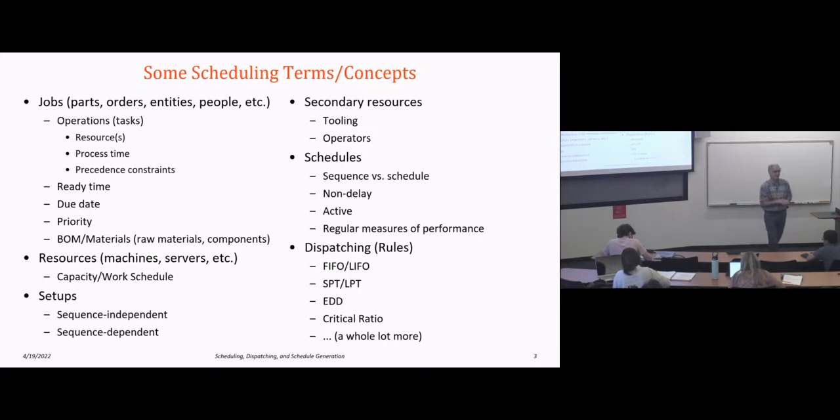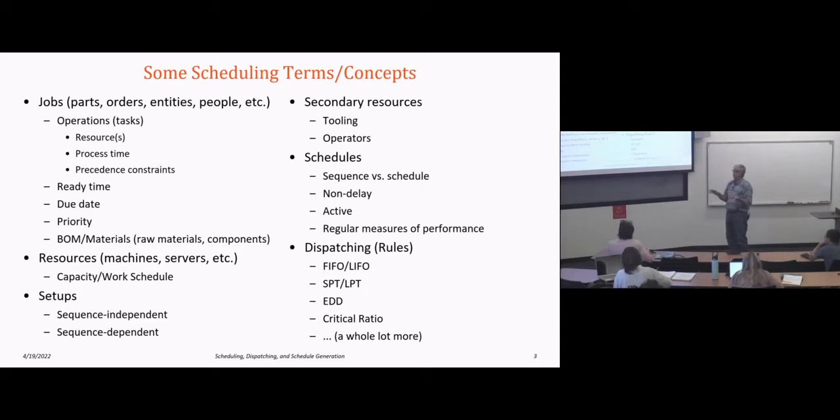Secondary resources, we have tooling. We don't have any tooling in our case, but we do have operators. We have the changeover operator. So at both the finish station and assemble station, when we have to go through one of these sequence-dependent setups, then we need that secondary resource, an operator, to do the setup.